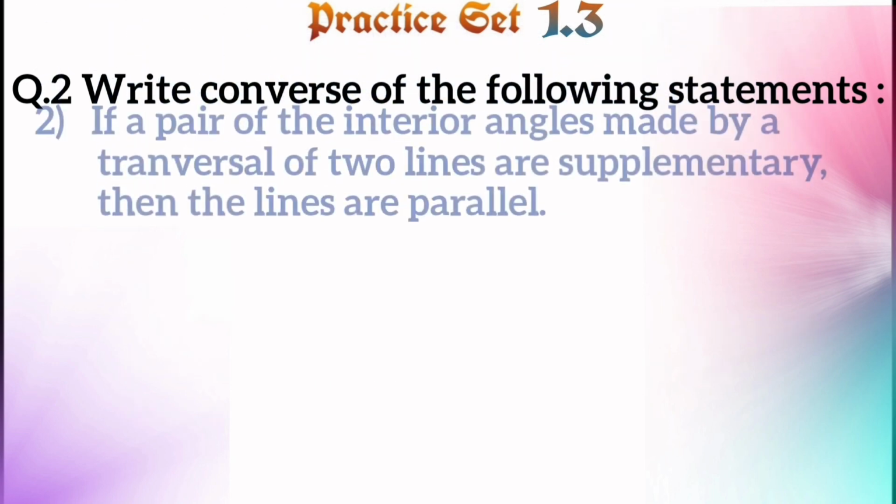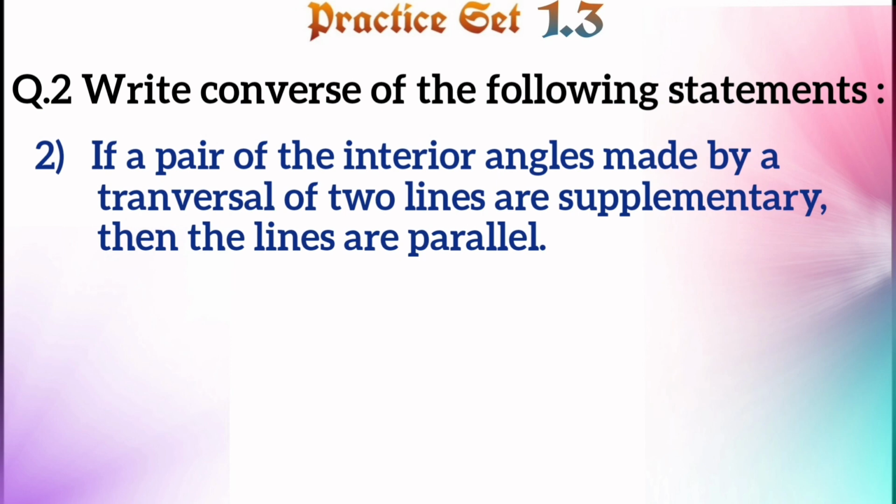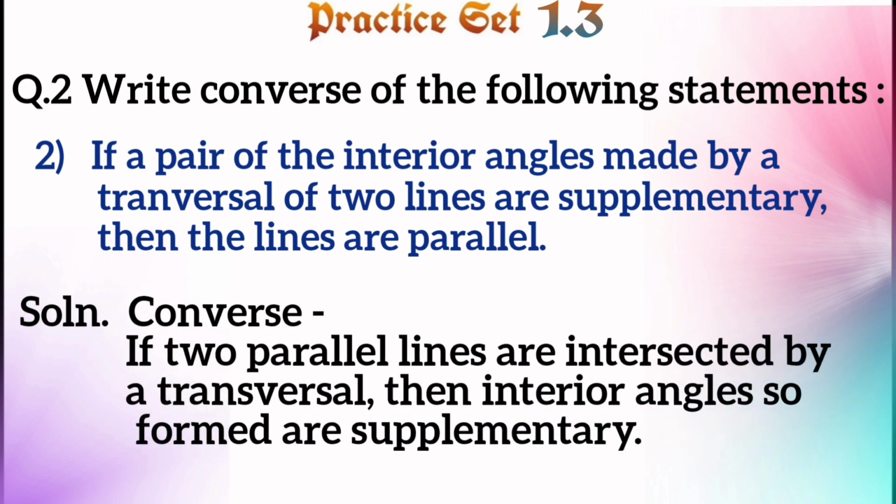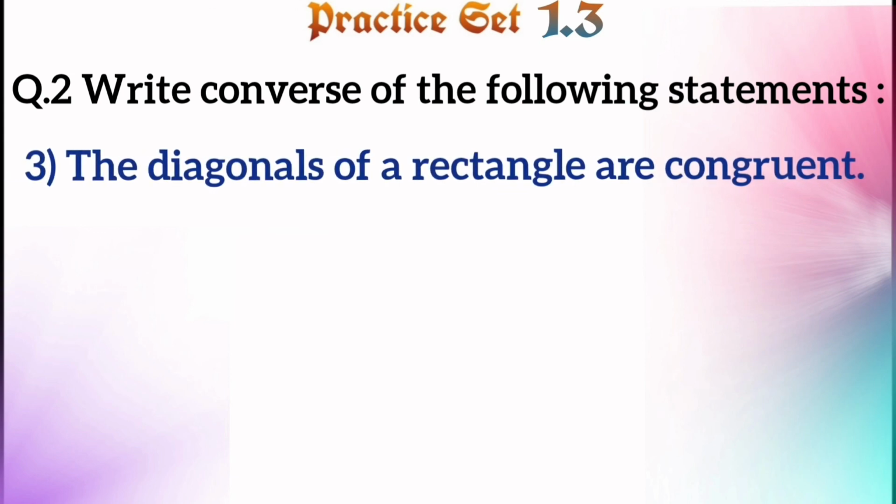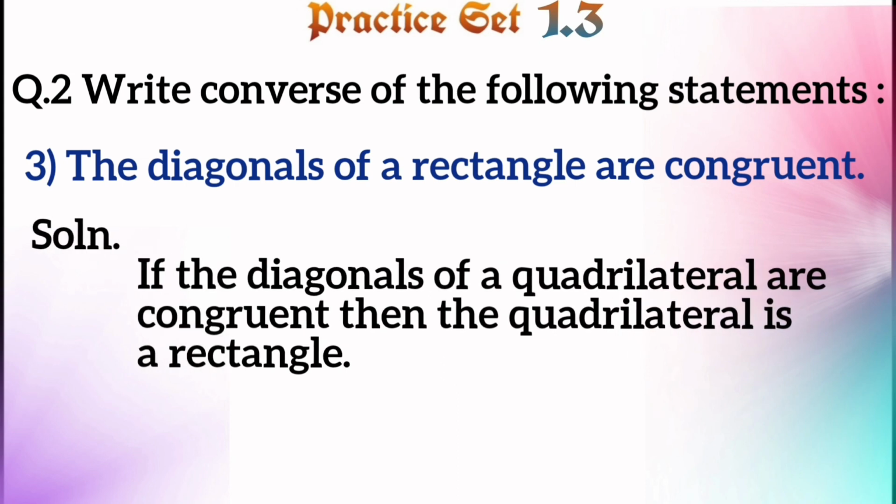Easy. Second one, if a pair of interior angles made by a transversal of two lines are supplementary, then the lines are parallel. The converse of the above statement is, if two parallel lines are intersected by a transversal, then the interior angles so formed are supplementary. Third one, the diagonals of a rectangle are congruent. The converse is, if the diagonals of a quadrilateral are congruent, then the quadrilateral is a rectangle. This we have also seen in rhombus.